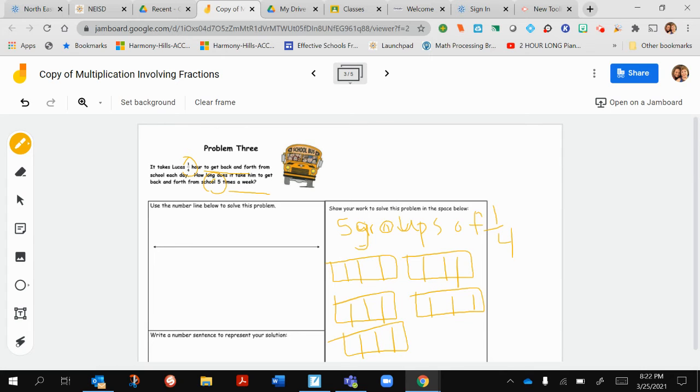All right, so on the first time he's going to travel, he travels 1/4 back and forth. The second time he travels 1/4. The third time he travels 1/4. The fourth time he travels 1 out of the 4. And the fifth time he travels is 1/4. Well, if I'm looking at this, can you tell just what the answer would be looking at just your group?